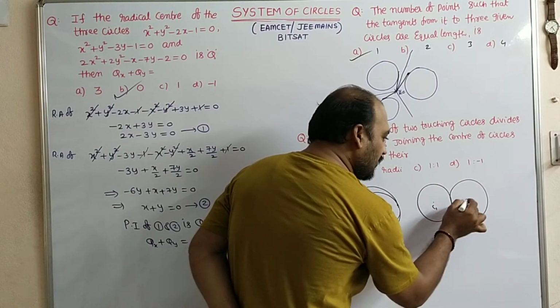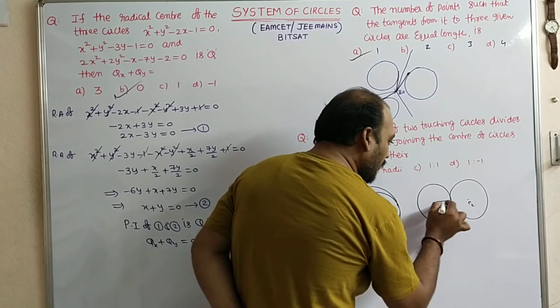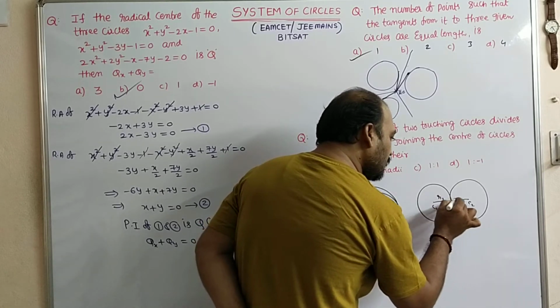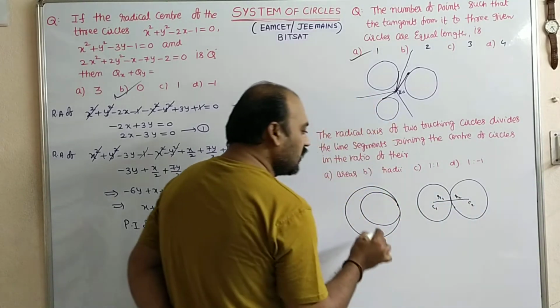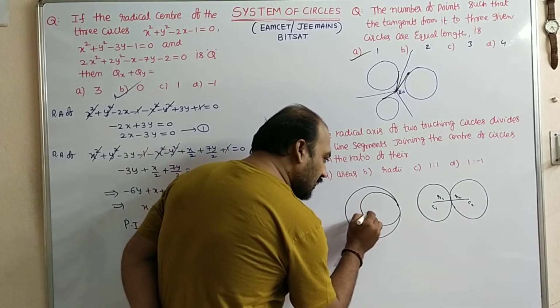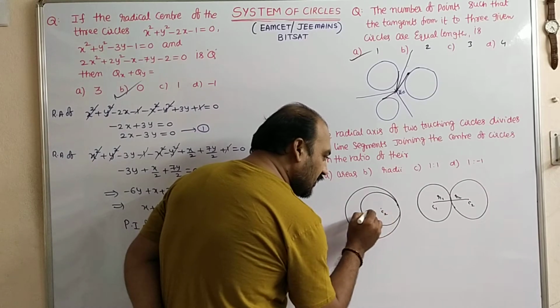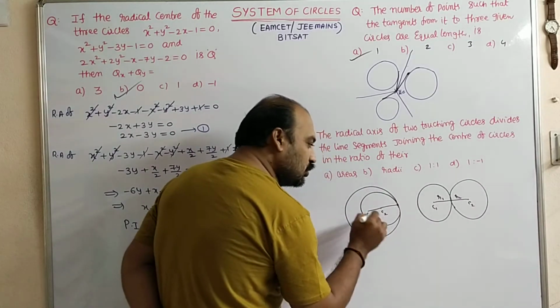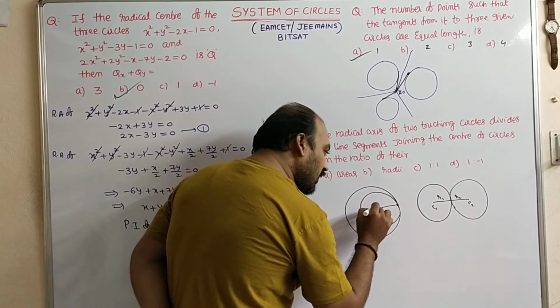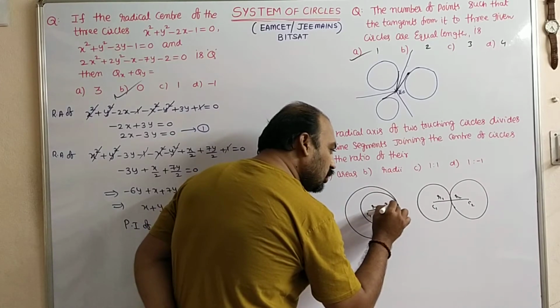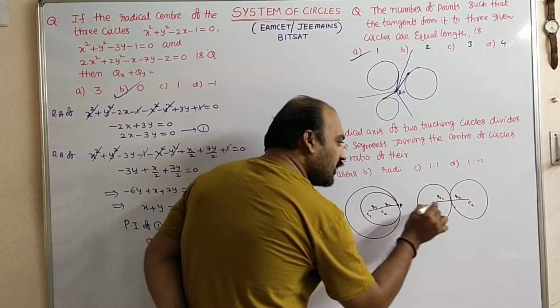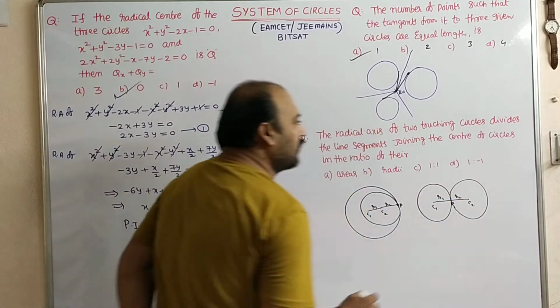Their centers C1, C2, the line of centers, this is R1, this is R2. Even if it is touching internally, this is C1, the center of the first circle, C2, the center of the second circle, and the line joining these two. From here to here it is R1, from here to here it is R2. This is the point of contact. Even here also this is the point of contact.